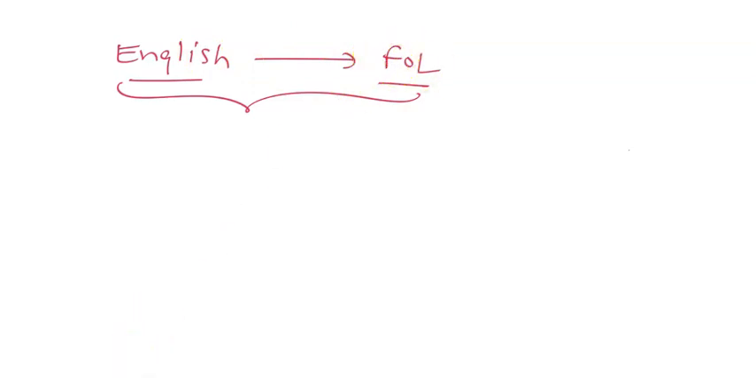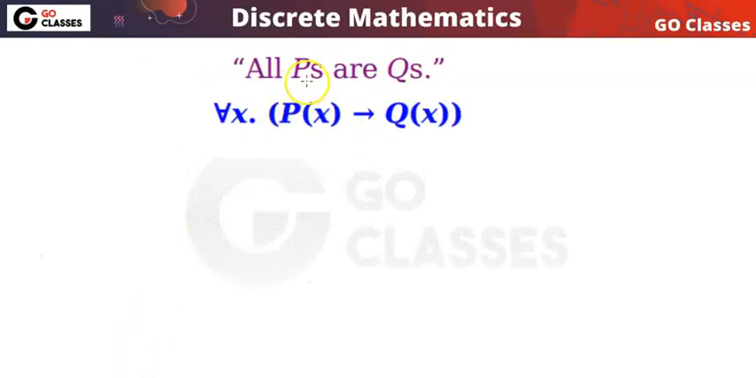Now let's see, just for revision, this basic template: all P's are Q's. This is saying that for all x, if it is P then it is Q. So we can convert it to: for all x, P(x) implies Q(x). In the last lecture I have already discussed the proof of this template, so you can watch it.